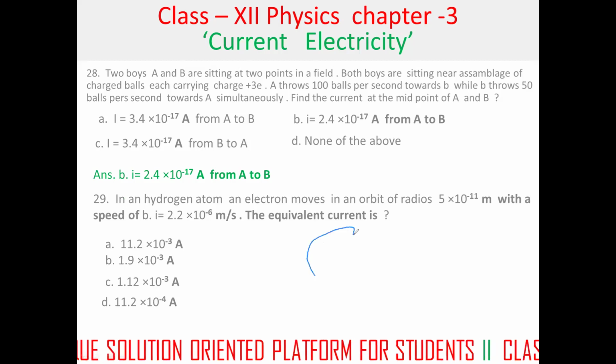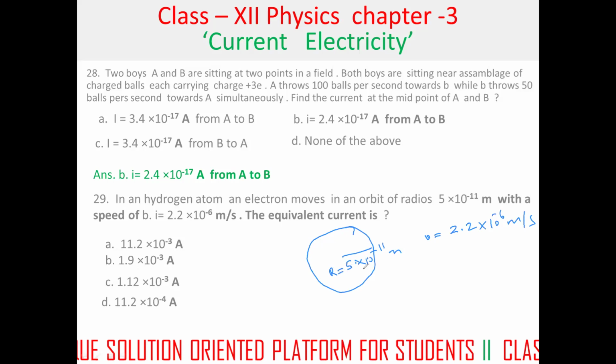This is a hydrogen atom. Radius is 5 into 10 to the power minus 11 meter. Speed is given as 2.2 into 10 to the power 6 meter per second. Okay, so here V is equal to 2.2 into 10 to the power 6 meter per second, and this is equal to R.